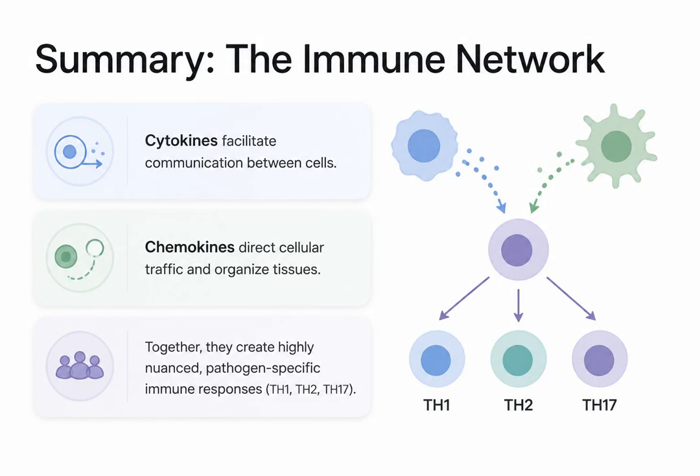To wrap things up, while the sheer number of cytokines and chemokines can seem overwhelming, they are essential for survival. By mixing and matching these signals, your immune system can mount a highly nuanced, perfectly tailored response to whatever specific threat you might face.